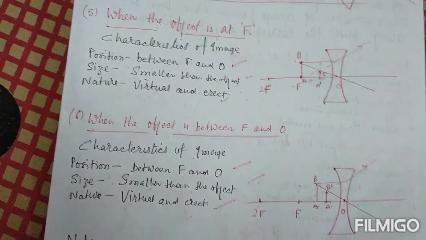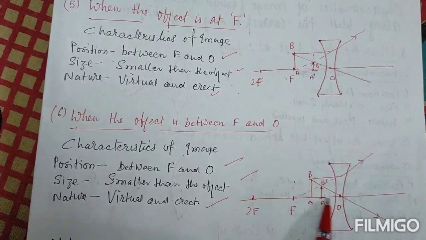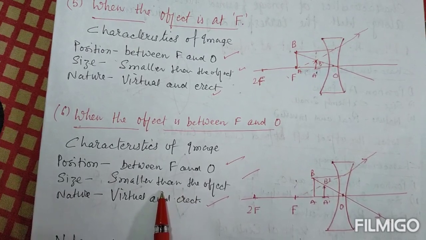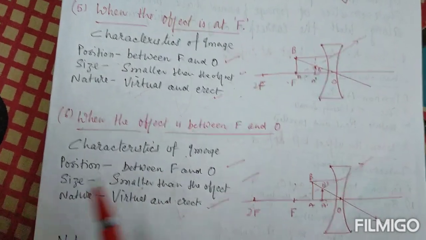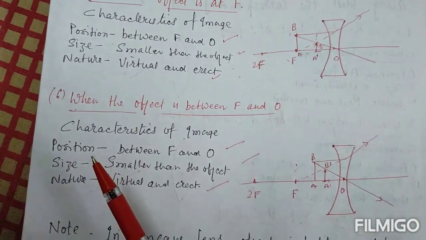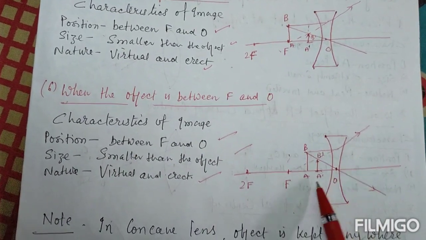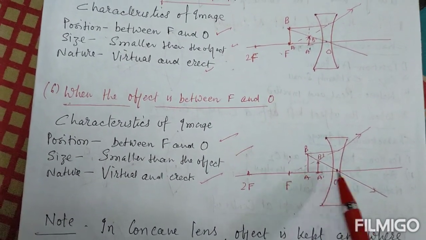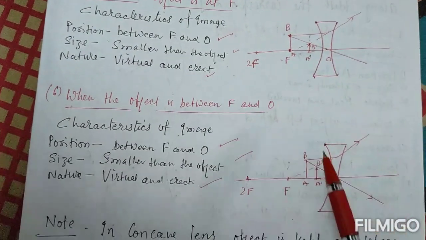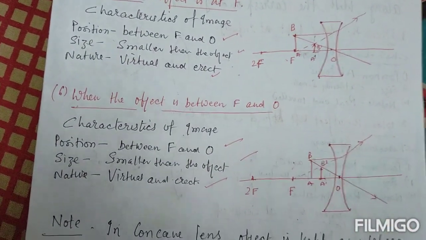Means we are seeing that when the object is kept at any place in front of a concave lens except infinity, image will be formed at focus when the object is at infinity, but except infinity, when the object is kept anywhere in front of a concave lens, it will form the image between F and O, that is between focus and optical center, and the size of the image is always smaller, nature of image is virtual and erect.